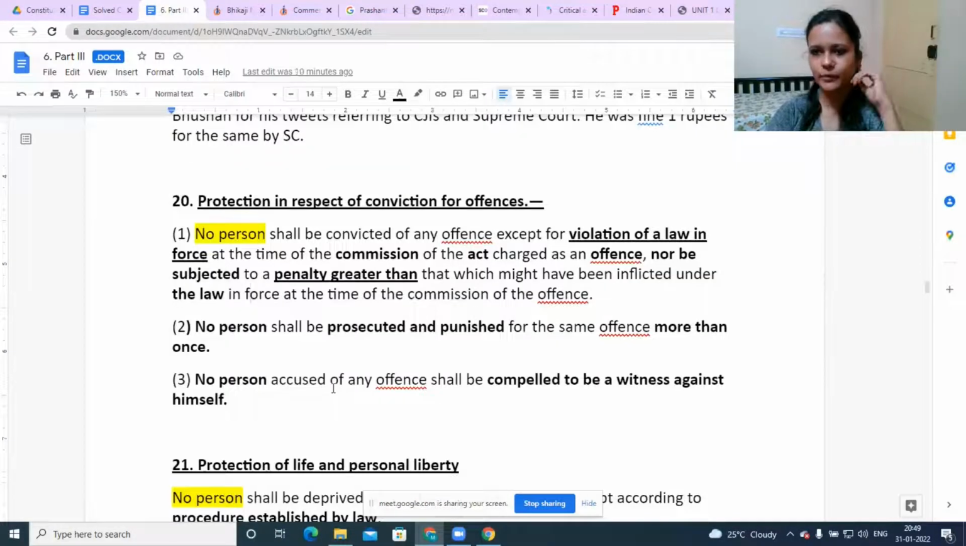So I saw one question on Article 19. I will try to add some cases as well when we are doing the question paper.